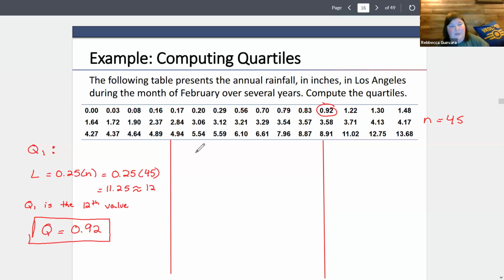All right, so let's say I wanted to find Q2 now. That's my second quartile, my halfway point. So that'd be 0.5 times n, and n is still going to stay 45 because we still have 45 data points. If I do that, I'm going to get 22.5, which if I round that up will be 23. Remember, we're always rounding up. We never round down, always up. So I need to find my 23rd data point.